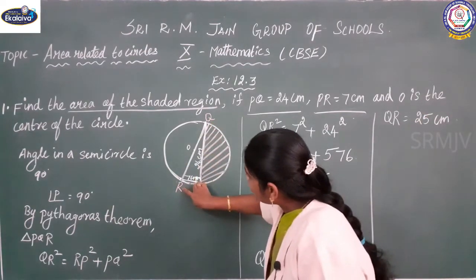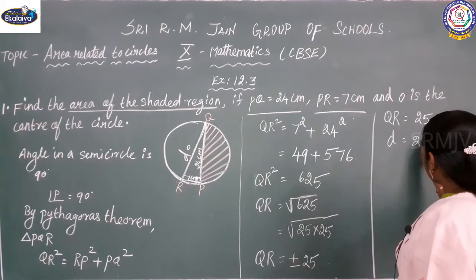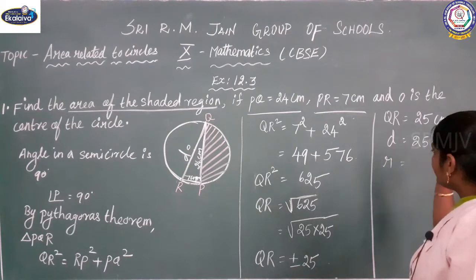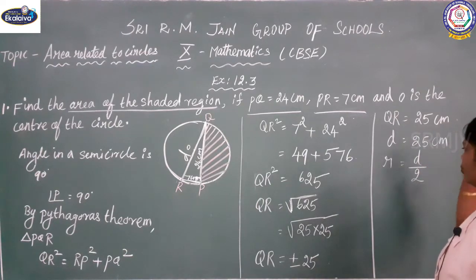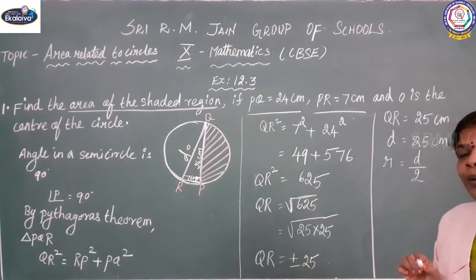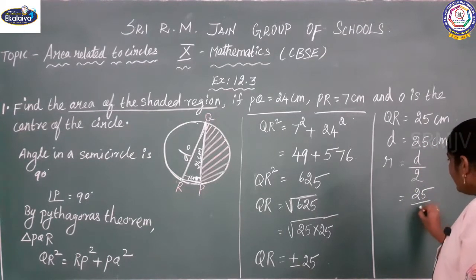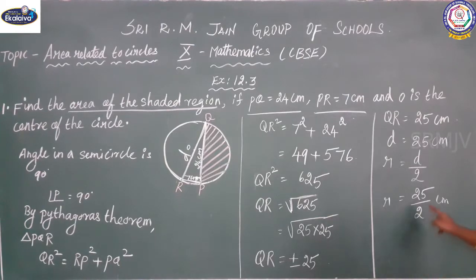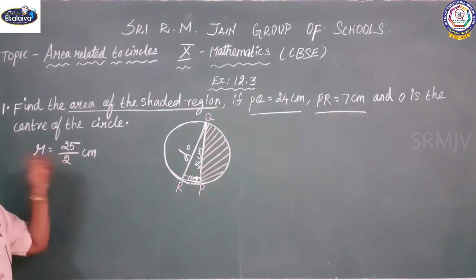So QR represents the diameter. So diameter equal to 25 centimeter. Now we need to find the radius. How are we going to find the radius, children? What is the formula? Radius equal to diameter by 2. Here diameter is 25, so 25 by 2 centimeter. Just keep it as it is. Radius equal to 25 by 2 centimeter.